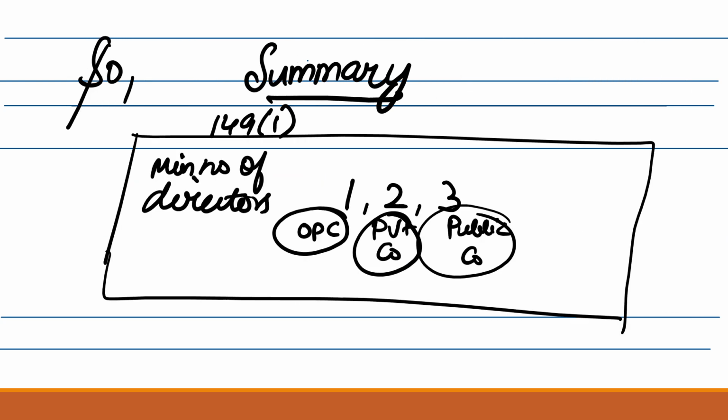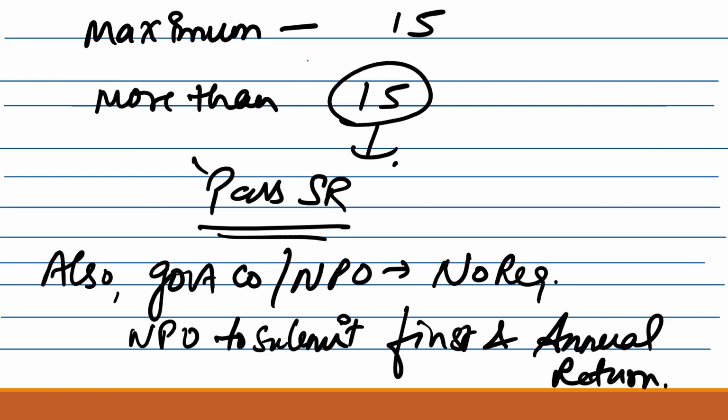Let's talk about the summary. Section 149 subsection 1, minimum number of directors. OPC is 1. In case of private company, 2 directors. In case of public company, 3 directors. Maximum is 15 directors. In case of more than 15, we have to pass an SR. SR stands for special resolution. Also, for a government company or NPO, there is no requirement to pass the SR and they can have more than 15 directors. In case NPO wants to enjoy the benefits, then it has to submit the financial statements as well as the annual return. Financial statements as per section 137 and annual return as per section 92.